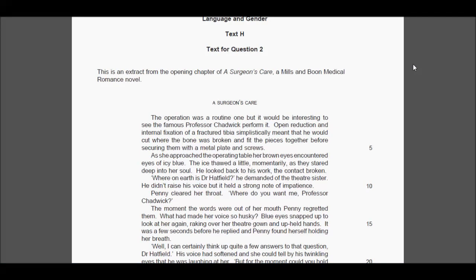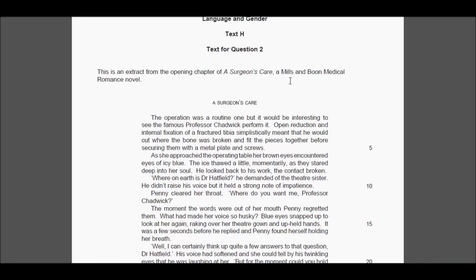So this question was an extract from the opening chapter of A Surgeon's Care, which was a Mills and Boon medical romance novel. Very important, as one of the first things you do, you identify the genre, audience and purpose of the text, very much like you would do in a GCSE English language exam. So in this case, Mills and Boon, usually read by adult women, and the purpose to entertain.